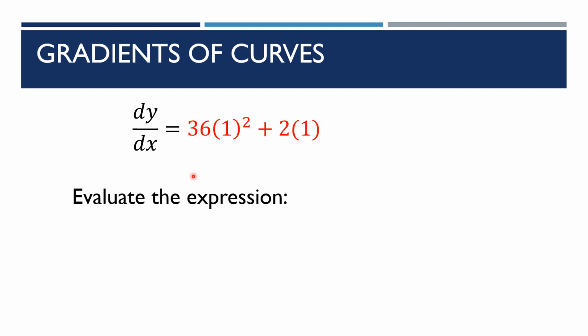So after doing the substitution, the next step is to do simplification. So we shall evaluate this expression that is indicated in red. That is 36 multiplied by 1 squared plus 2 multiplied by 1. Indeed, 36 multiplied by 1 squared will give you 36, and 2 multiplied by 1 will give you 2. So basically, you have 36 plus 2, and 36 plus 2 will yield 38.